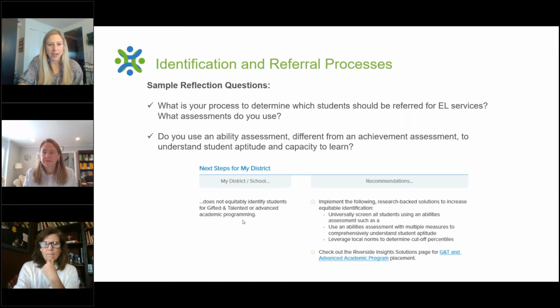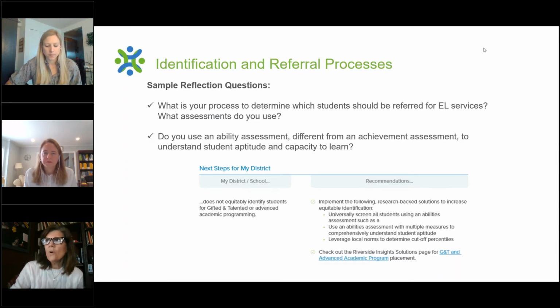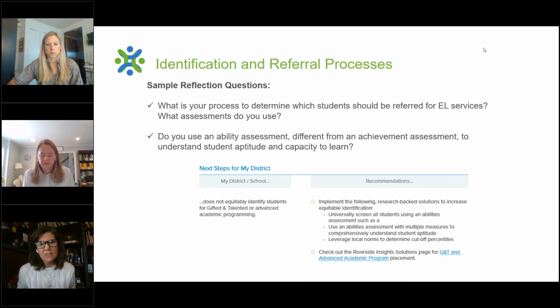Moving on to our next part of this section 1, which is really thinking about what identification and referral processes we have in place. Tina or Allison, do you want to talk a little bit about some of the best practices and sample reflection questions that we have in this section? Sure. So when we are looking at identifying and referring kids, we're talking about, for example, using an assessment to identify our students for our gifted and talented program, or for our special ed program, or anything in between that you have at your school.